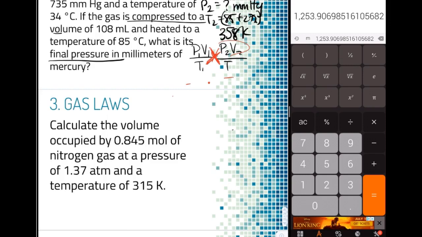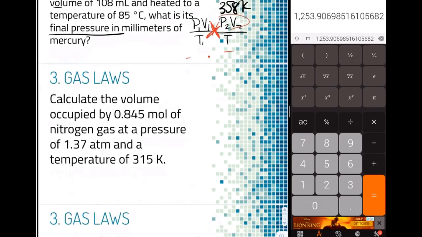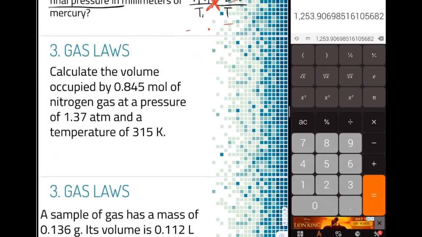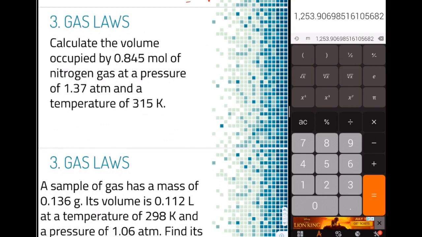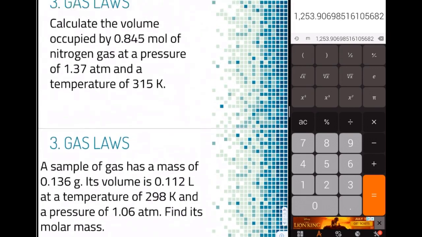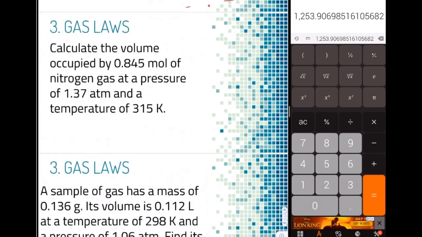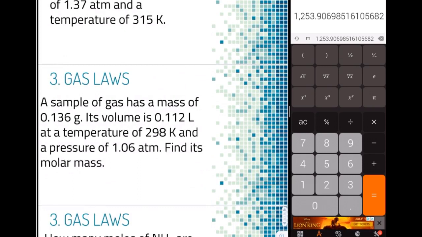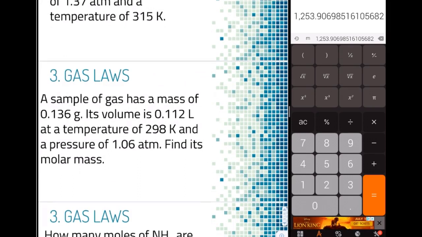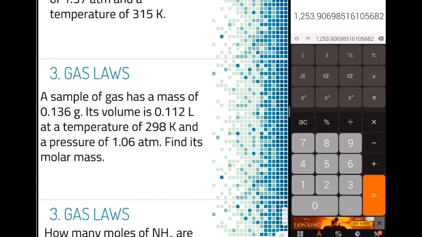Actually, if you would like to do number 2, or this one here, the calculated volume by 0.845 mole, go for it. The answers are in the speaker's notes of the slides, but I really would like to show you this one. So a sample of gas has a mass of 0.136 grams. Its volume is 0.112 liters at a temperature of 298 K, pressure of 1.06 atm. Find the molar mass.